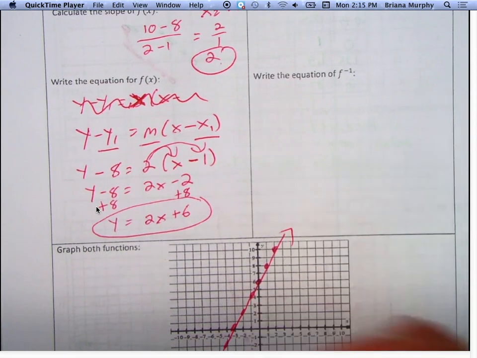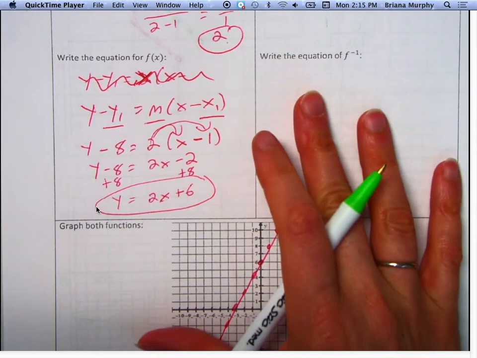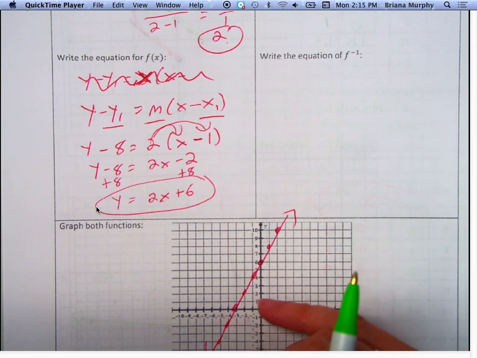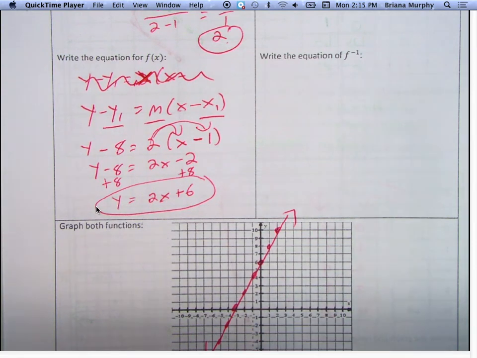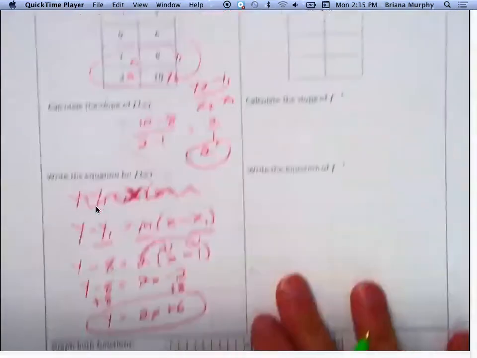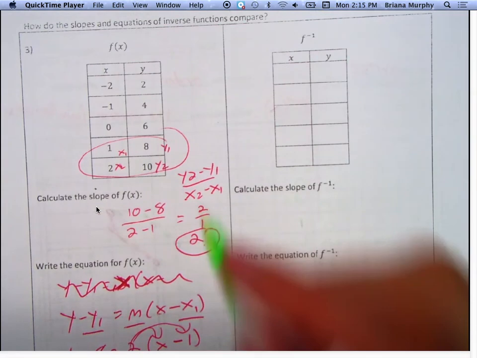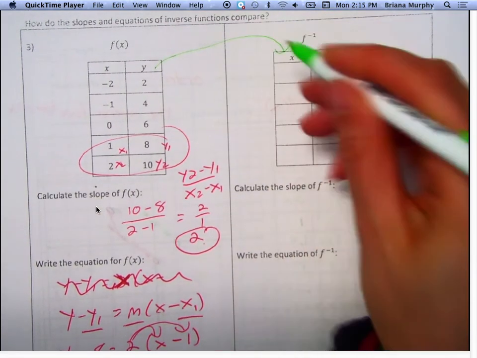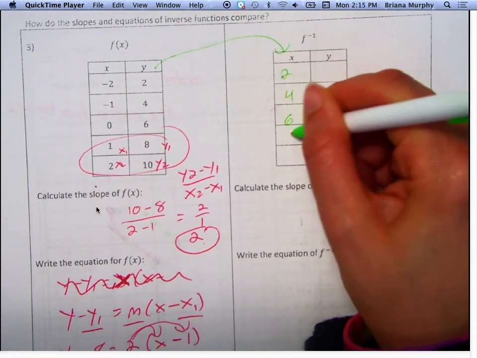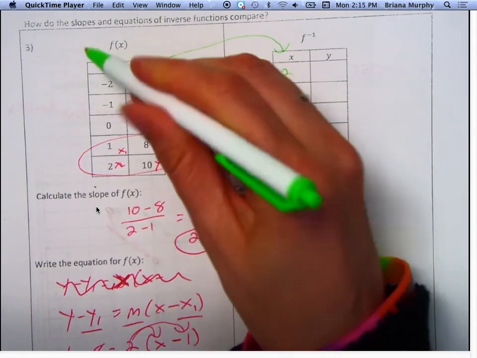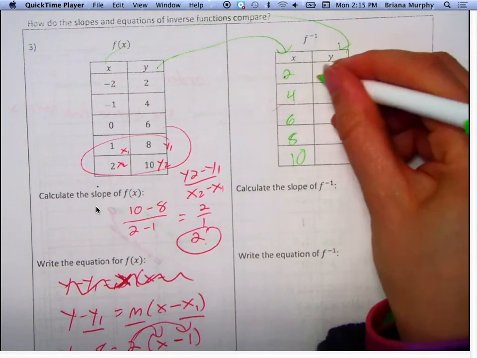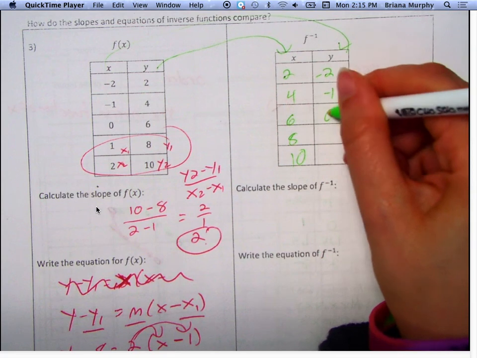All right. Now I'm going to do the same thing. I'm going to find the equation and graph, but of its inverse. So I've got all the points already. I'm just going to switch them, right? Y is going to go to X. So I've got 2, 4, 6, 8, and 10. And X is going to go to Y. So I get negative 2, negative 1, 0, 1, and 2.